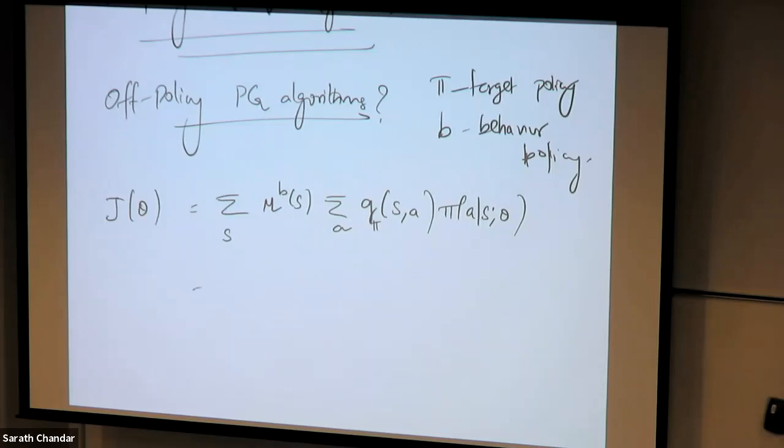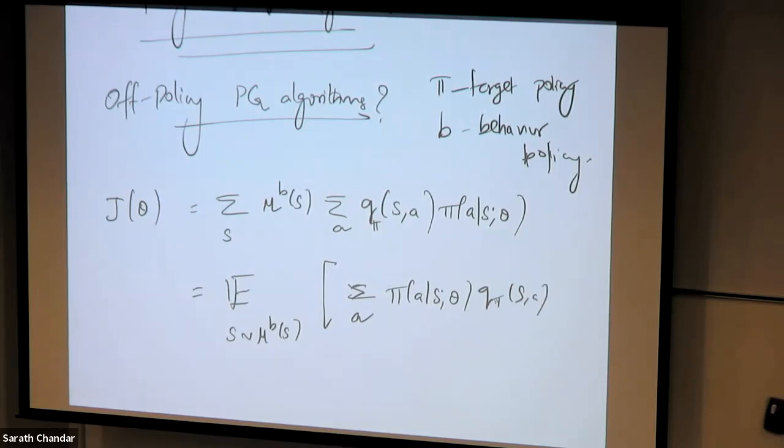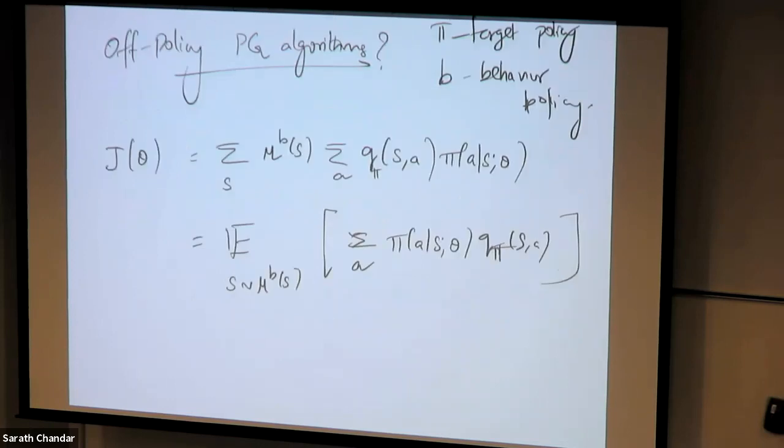Now this is basically an expectation where the states are sampled from mu b of s. It's a different expectation. In the original on-policy case, it was an expectation with respect to mu pi. So you have a summation over a, pi of a given s theta, q pi of s comma a. Is that clear? Where this mu b of s is basically the stationary distribution of the behavior policy.